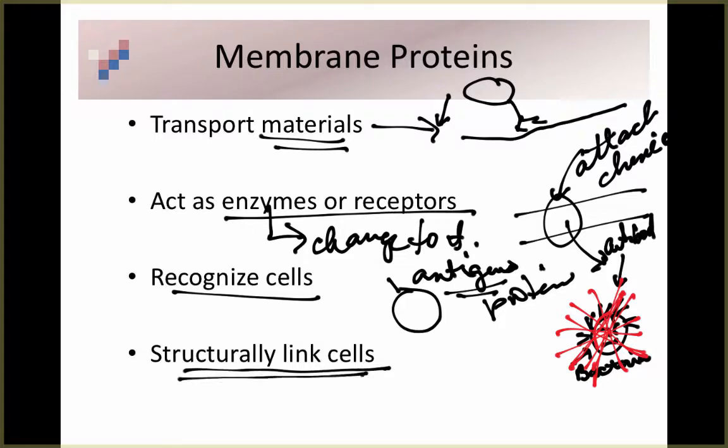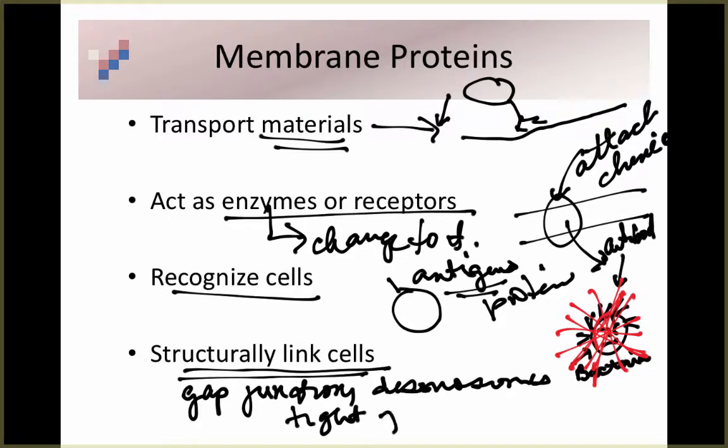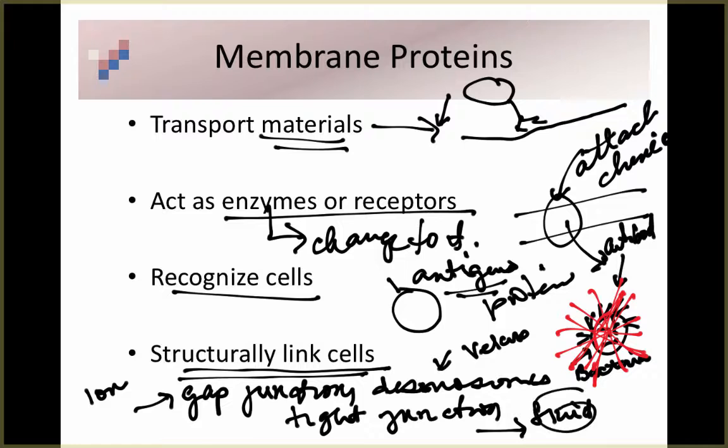And then essentially they can structurally link stuff. So remember when we talked about gap junctions, desmosomes, and tight junctions? As a reminder, gap junctions let ions and molecules through. Desmosomes were the molecular Velcro that helped put cells together but gave them some flexibility and movement. And tight junctions are really tight linkages between cells that don't let things like fluids or other stuff between them. Now, each one of these is a protein structure that is linking cells together.